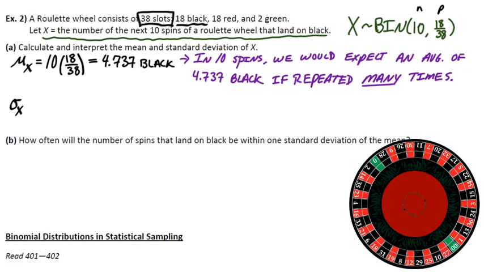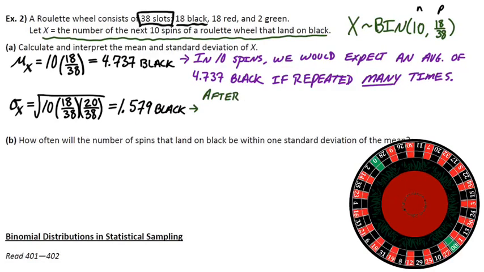Okay, now for the standard deviation. And this one's on the formula sheet as well. It's the square root of n times p times 1 minus p. Well, if 18 out of 38 is the probability of success, 1 minus p would be the probability of a failure. So all the other slots, which there's 20 left over, so 1 minus p would be 20 out of 38, which gives us 1.579 black for our standard deviation.